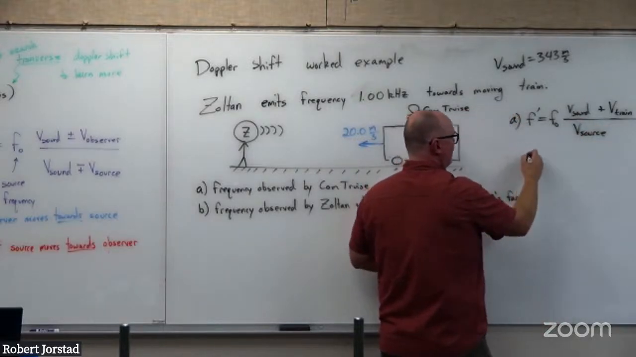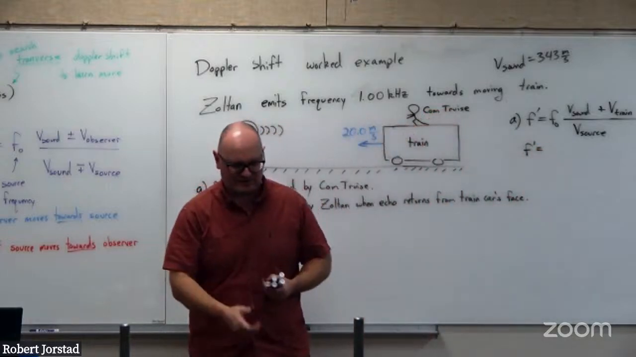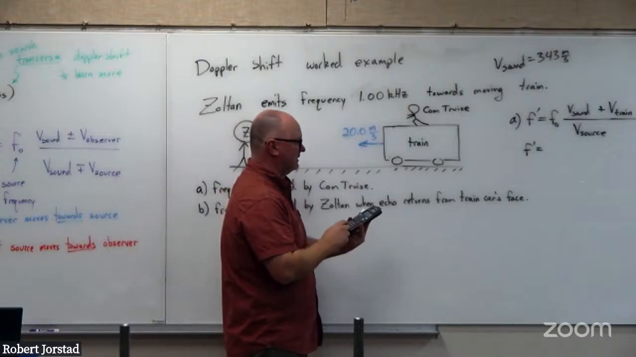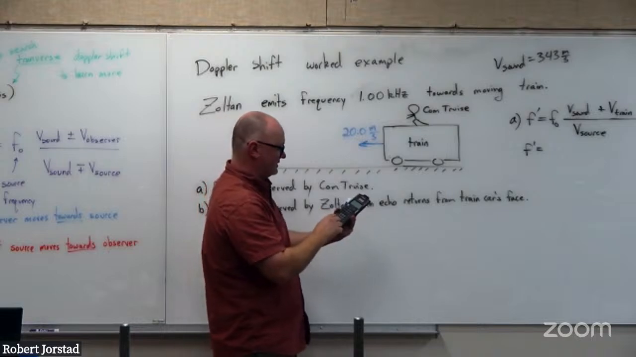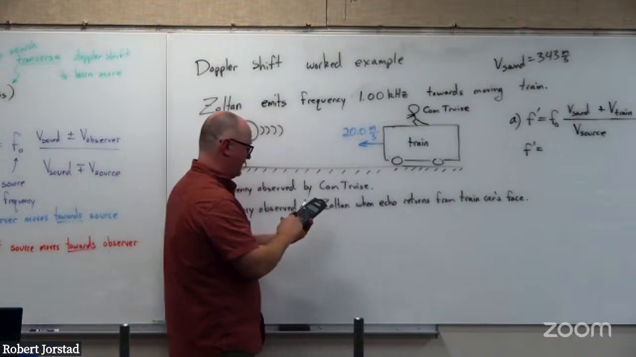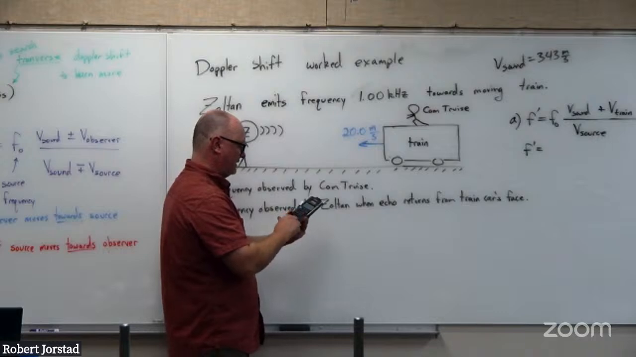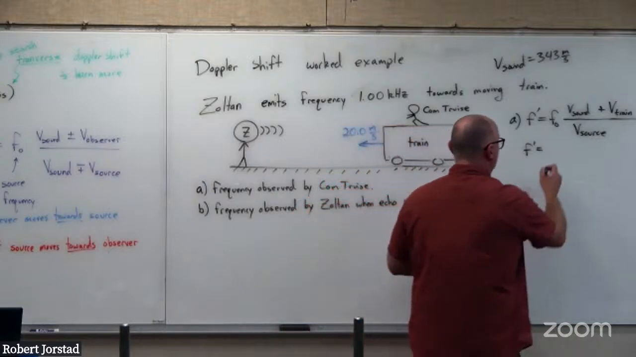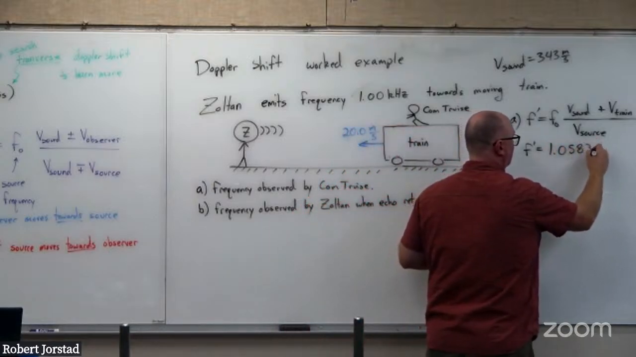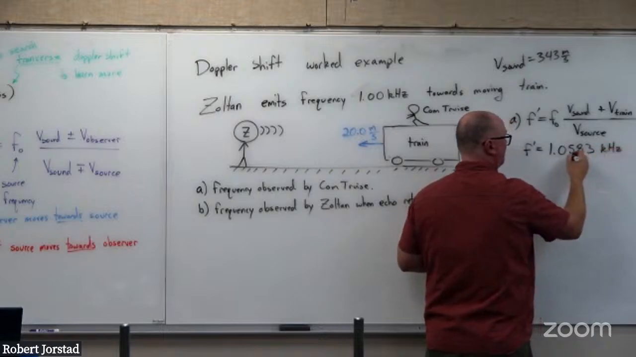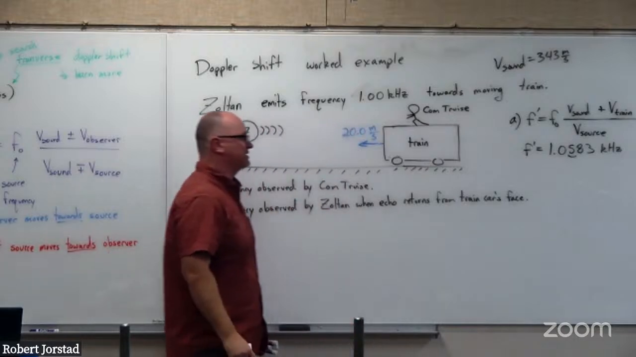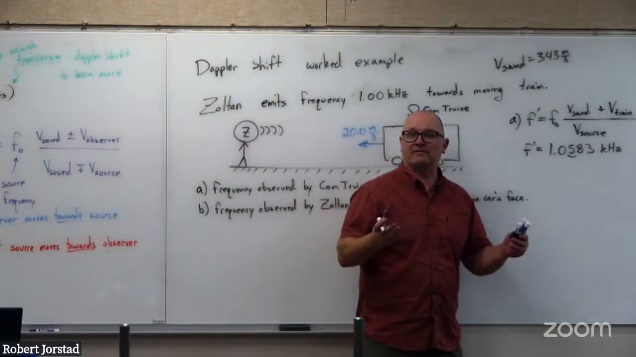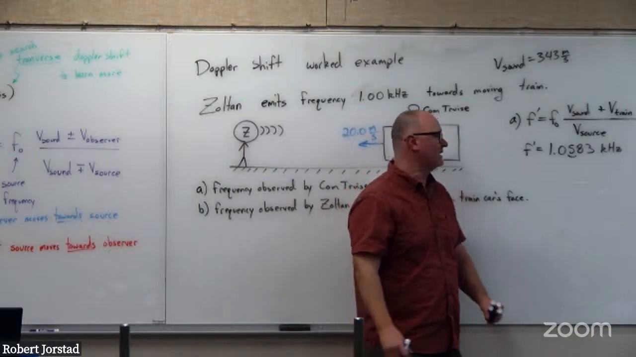All right, so for f prime, if you want to race me, go ahead and punch in the numbers. What will Tom Cruise hear? So what was the frequency? 1 kilohertz times, okay, 343 plus 20 divided by 343. And so it should be 1.058 kilohertz. So we'll hear a 60 hertz increase in the frequency. If you're curious, you could read about beat frequencies, and this is how radar guns work. More on that in a minute.